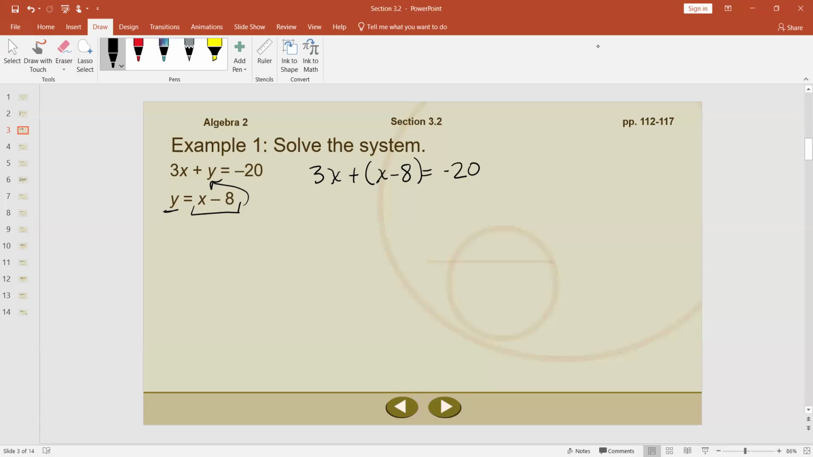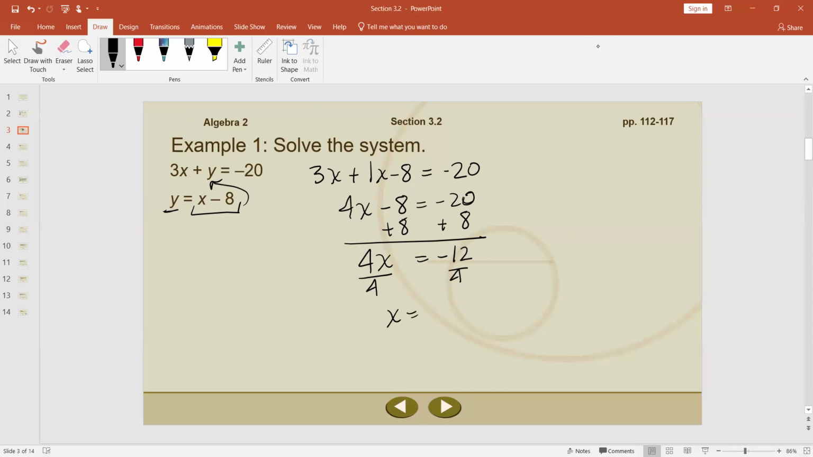And then once I have that, I can go back and solve for my y. In this case, I don't even need my parentheses because we're not having to distribute anything. That's a plus sign in front of it. So now I have 3x plus x, and you can plug a 1 in there if you need to. That brings you to 4x minus 8 equals negative 20. Now I'm going to add the 8 to both sides. Negative 20 plus 8 gives me negative 12. I divide both sides by 4, and I get x equals negative 3. Just make sure you keep it negative.